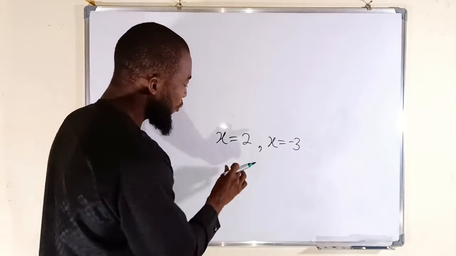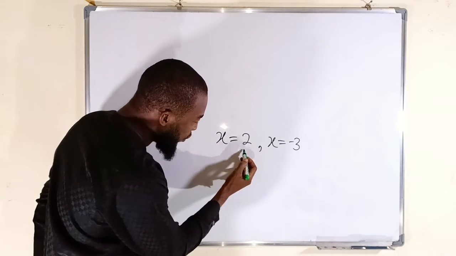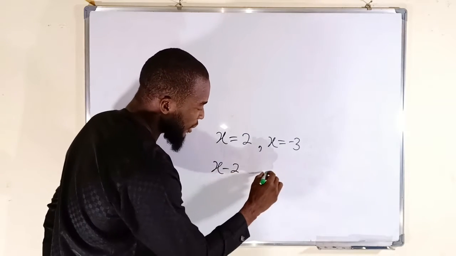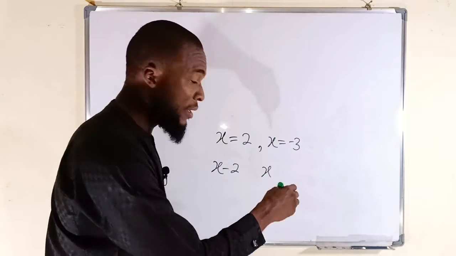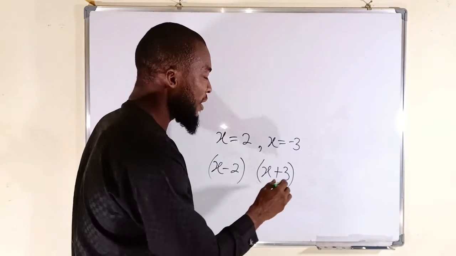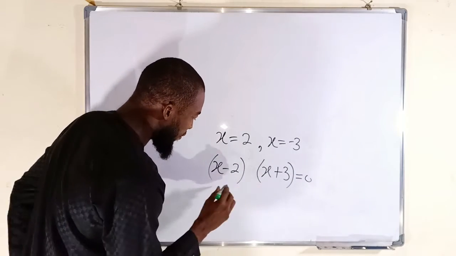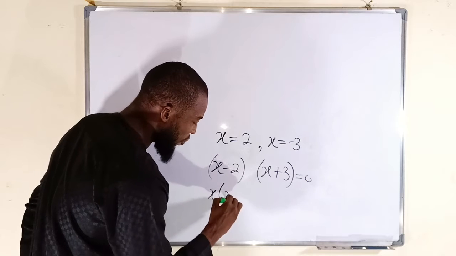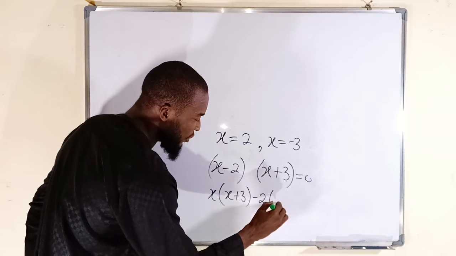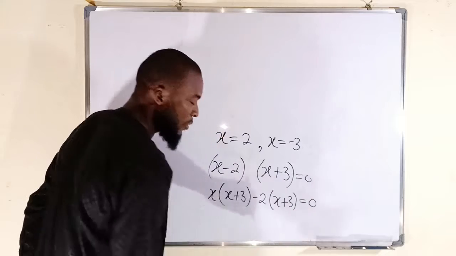The first one, you should know that if this is the solution, we can transform them into factors. If you take 2 inside, it becomes negative, right? x minus 2. And from here, if you take -3 inside, it becomes positive, x plus 3. So these are the two factors you need to multiply together and set equal to 0, and you are done. You distribute x over x plus 3, then you take -2 and distribute it over x plus 3, all of this equal to 0.